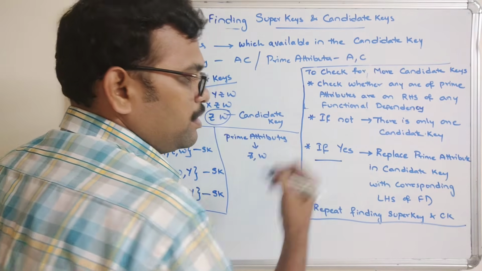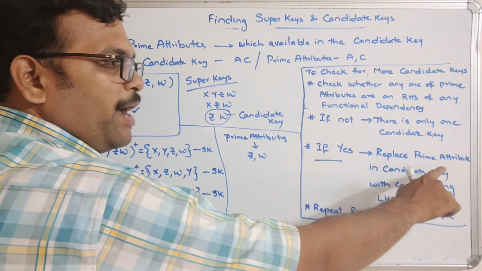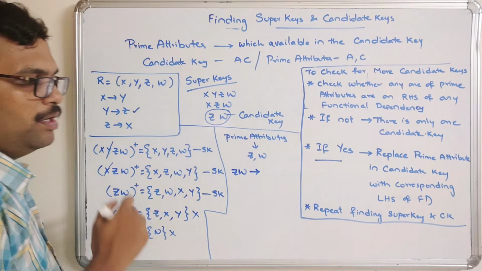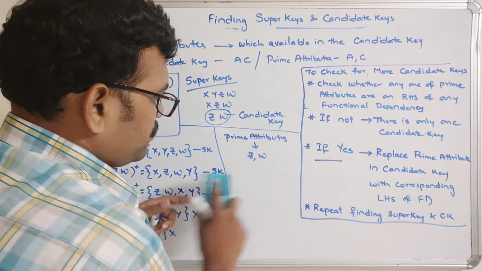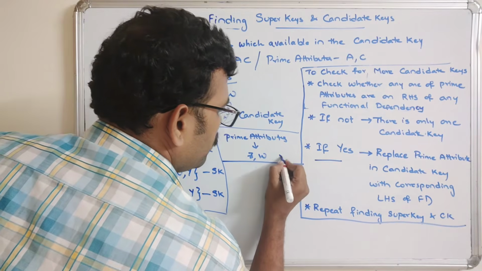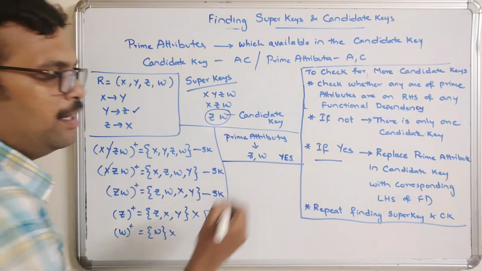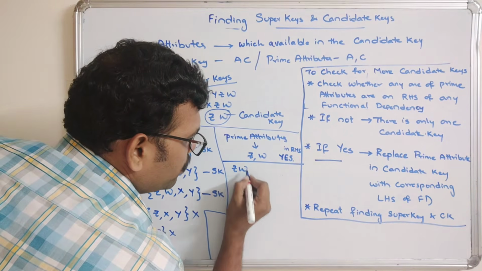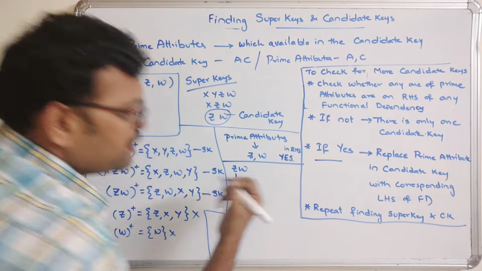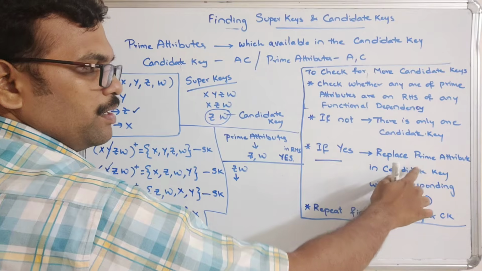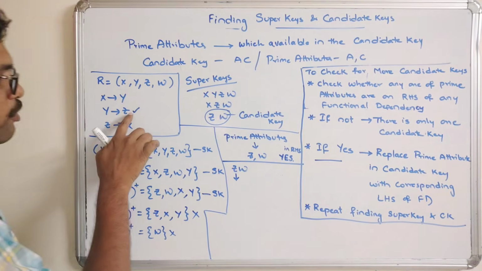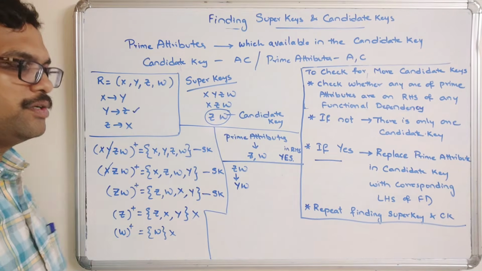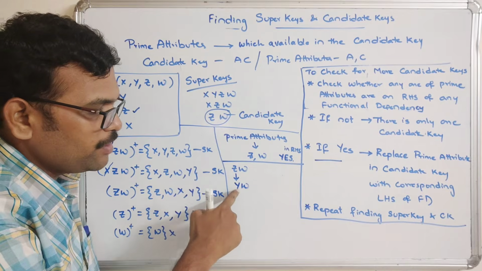So yes, replace the prime attribute in the candidate key. So what's the candidate key here? ZW. So yes, it is in RHS. So what we have to do? Z should be replaced with the corresponding LHS. So what is the corresponding LHS? Y. So YW, right? Z is replaced with YW.